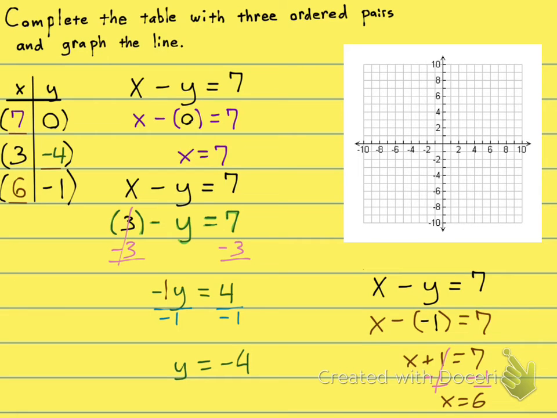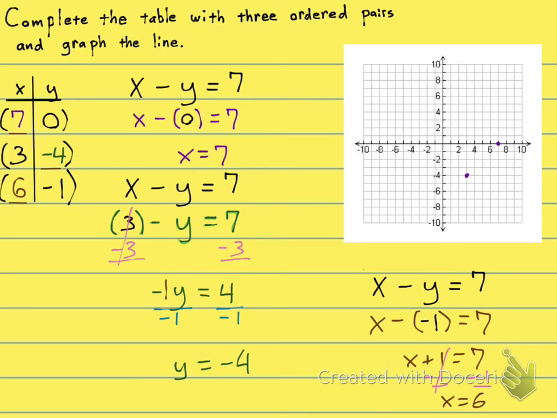So let's go graph it. We'll come over here to the graph. I can use any 2 of these. Most software only lets you put in 2 points, and I'm going to use the third point to check. So we'll make a bright purple line. I'm going to find (7, 0), so that's 7 to the right, 0 up or down. And then I will use (3, -4). So that's 3 to the right and 4 down. 1, 2, 3, 4. It's going to be right there.